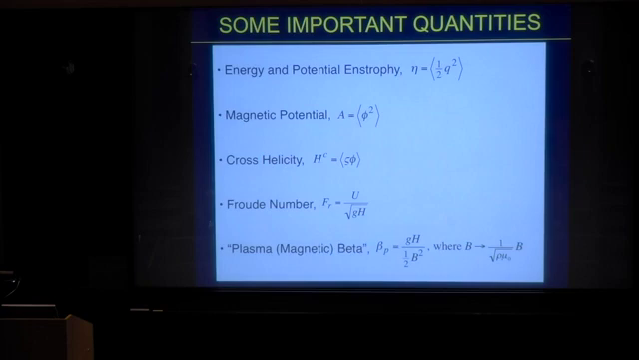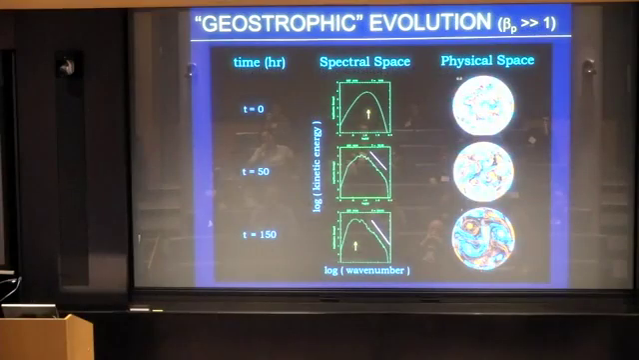Some important quantities to keep in mind: there's energy and potential entropy, and magnetic potential and cross helicity are conserved in this setup. There's a thing called the Froude number, which is essentially like the Mach number of the flow, and the plasma beta, which you already heard about this morning. So I'll just quickly go on.